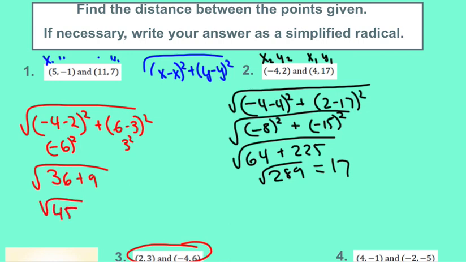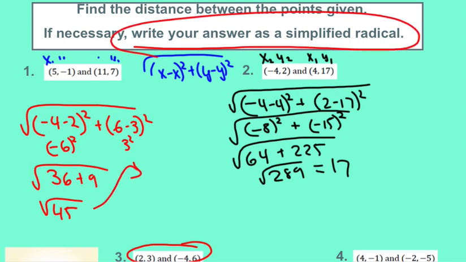Now, 45 is not a perfect square. But if that's the case, I got to leave it as a simplified radical. Well, I can split 45 into square root of 9 and square root of 5. Square root of 9 is 3. Hey, look, there's my simplified radical. That's all I'm doing.